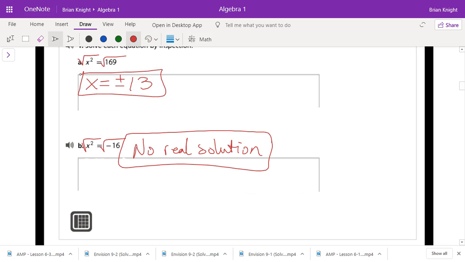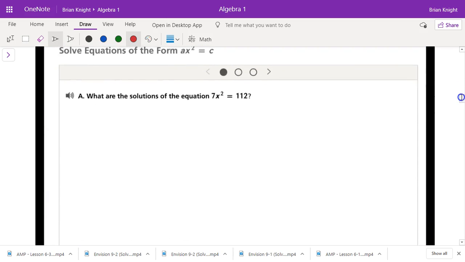Because when you take the square root of something, that means you're saying something times itself equals this. Okay? So the only way to get a negative is to multiply a positive times a negative, and if one's positive and one's negative, they're not the same. So therefore, you don't have a real solution. Does that make sense? Okay? Everybody good? All right. Example 2.